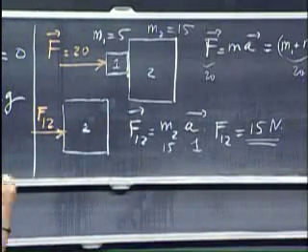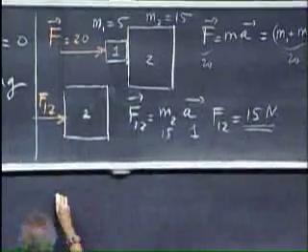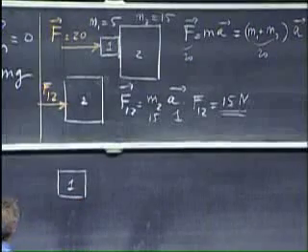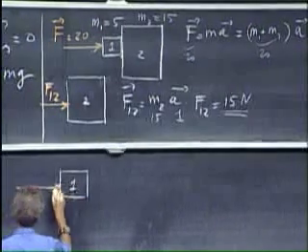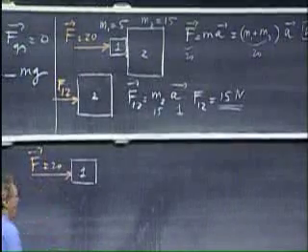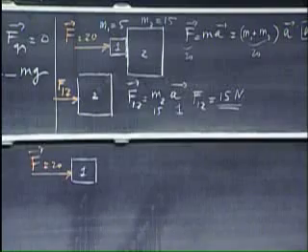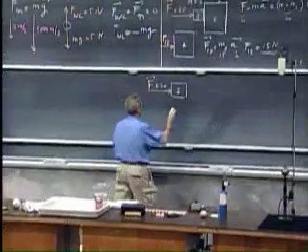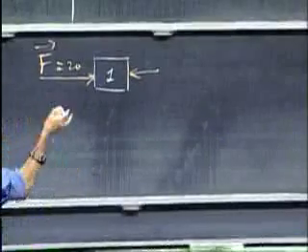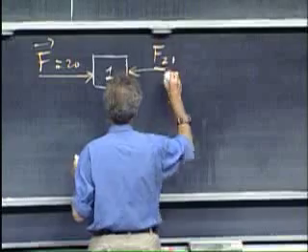Now I'm going to isolate number 1 out. Here is number 1. Number 1 experiences this force F, which was the 20, and it must experience a contact force from number 2. Somehow number 2 must be pushing on number 1, if 1 is pushing on number 2. And I call that force F21.